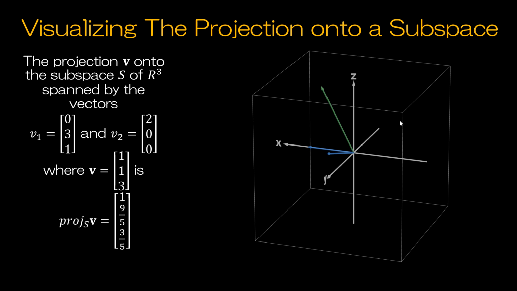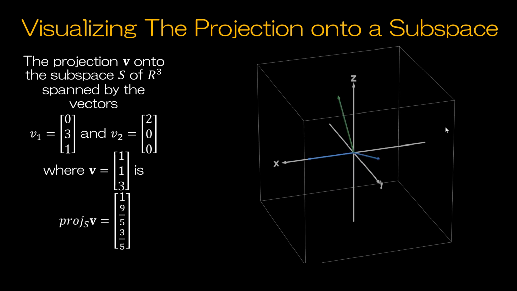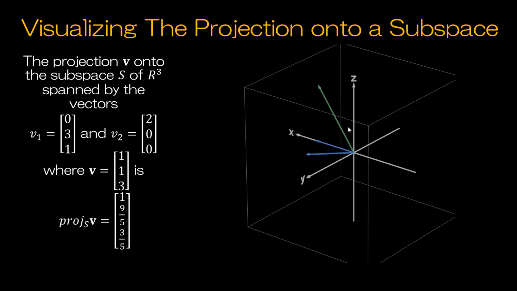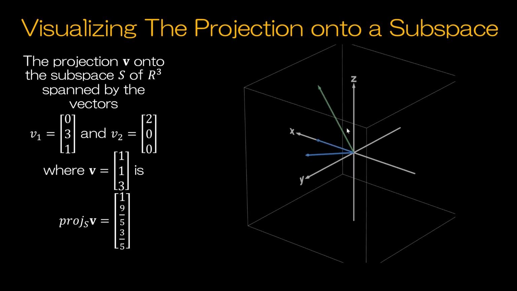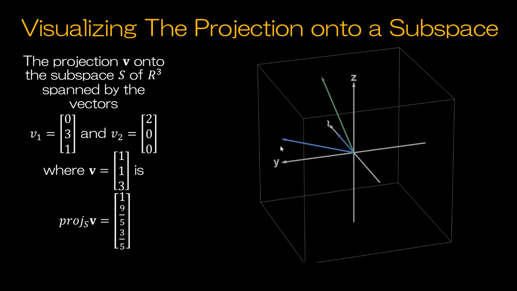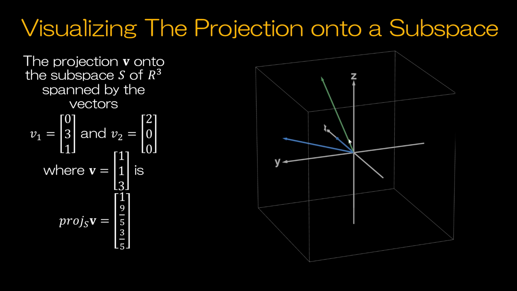I'm going to do my best to help you visualize exactly what we just did. So the two blue vectors are the two original vectors V1 and V2. So in V1 and V2, we can see that the green vector, which is 1, 1, 3, which is vector V, is not in the span of the two blue vectors. So if you think about those two blue vectors creating a plane, we can see that this green vector V is not on that plane. It's not in the span of those two vectors.